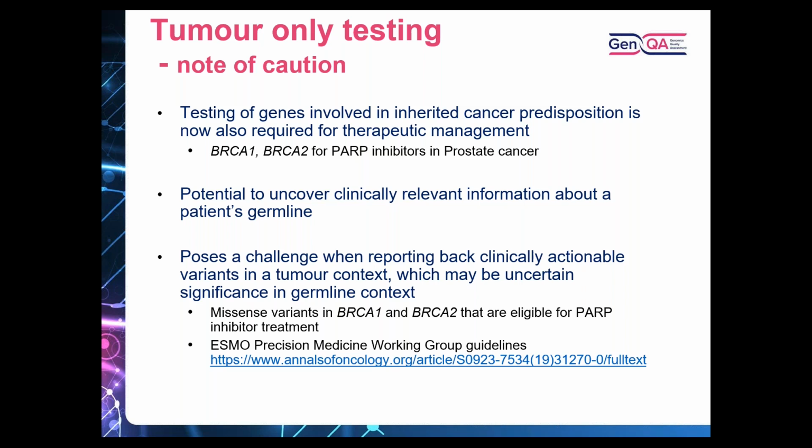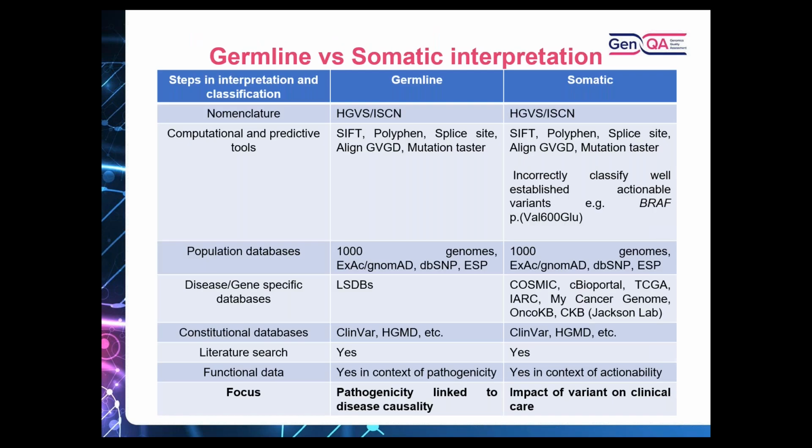So it was last year or the year before that the ESMO Precision Medicine Working Group published some really useful guidelines on how to approach this area. This table basically brings together what I've described in the previous slide about assessment of pathogenicity and assessment of actionability and how we undertake those. The key point is that it is actually quite similar whether it's in a germline or a somatic context. The main difference is the type of resources that would be used, for example, the databases.